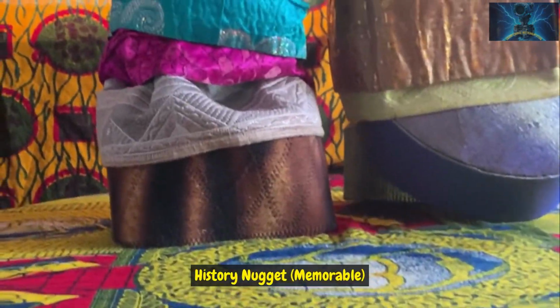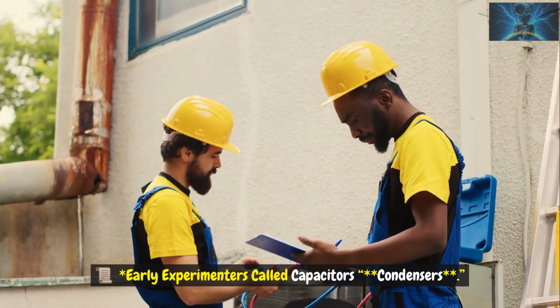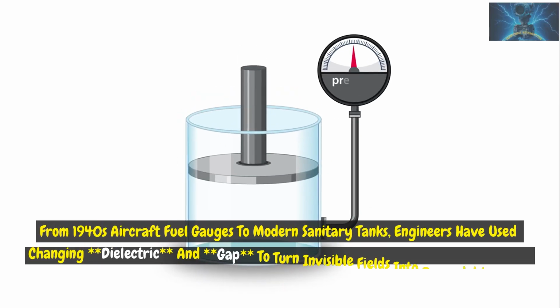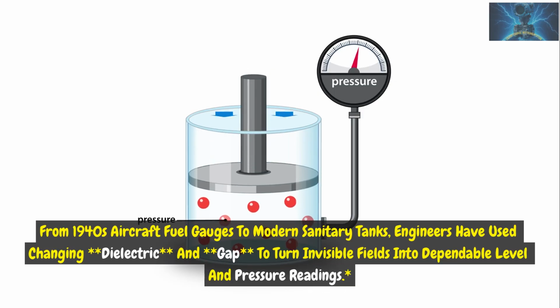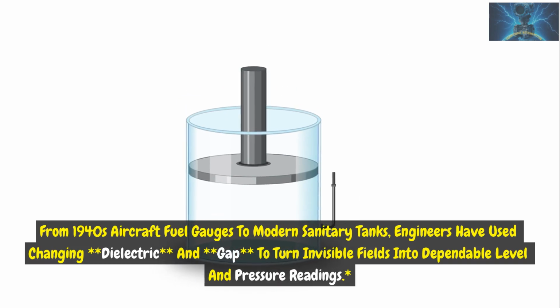History nugget, memorable. Early experimenters called capacitors condensers. From 1940s aircraft fuel gauges to modern sanitary tanks, engineers have used changing dielectric and gap to turn invisible fields into dependable level and pressure readings.